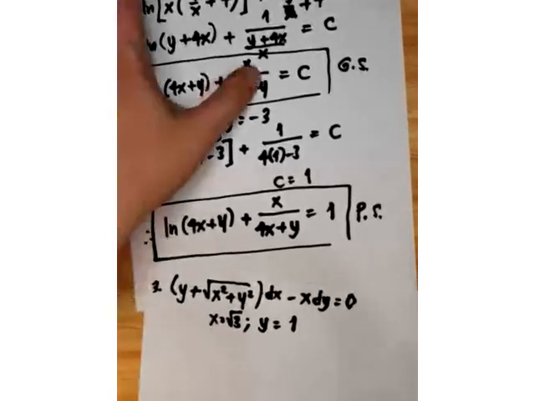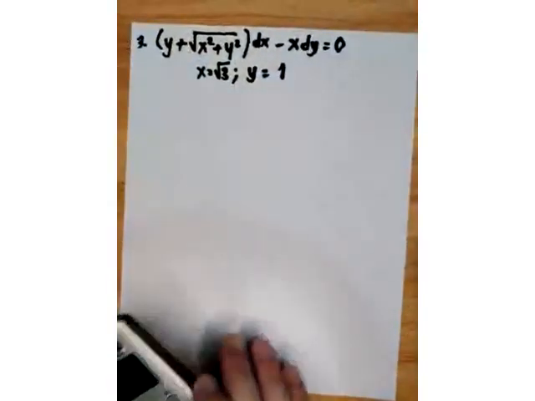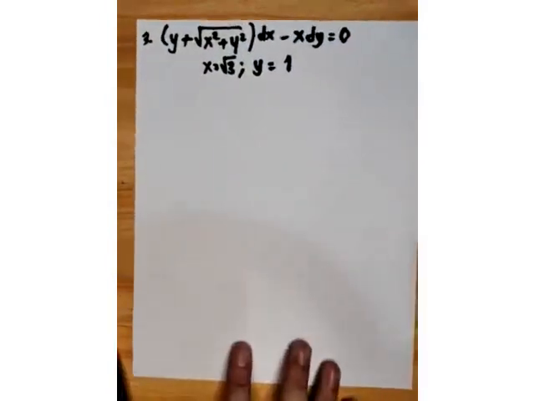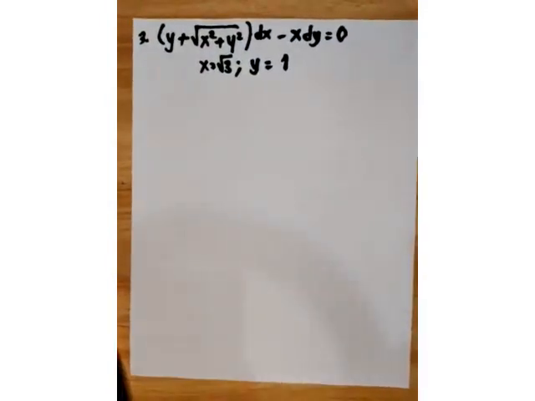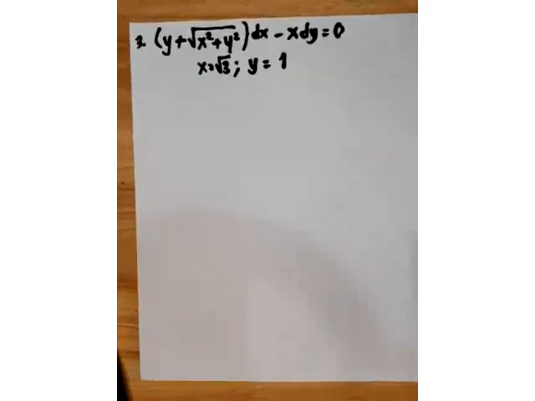Okay, so this is our next example. Quantity y plus the square root of x squared plus y squared dx minus x dy is equal to 0. We're given that if x is square root of 3, y is 1.